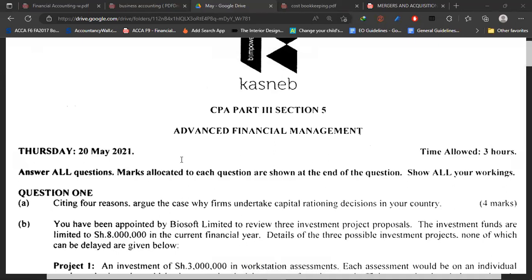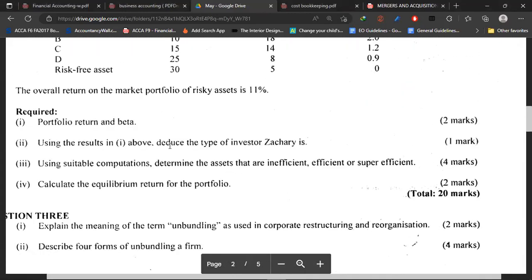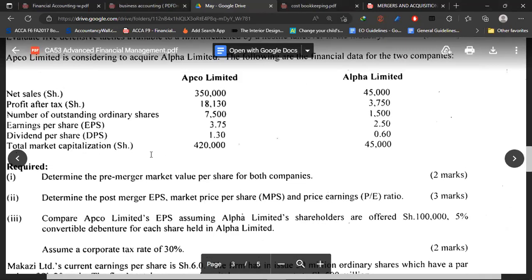I just want to do the questions of mergers and acquisition. Today we do May 2021 question 4, a question of mergers and acquisition here.